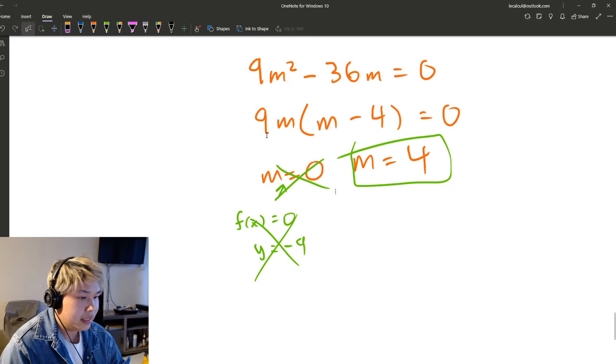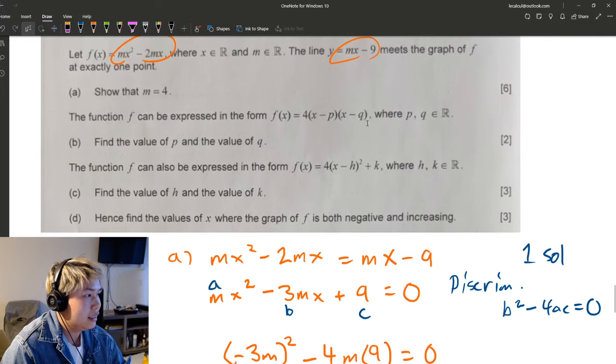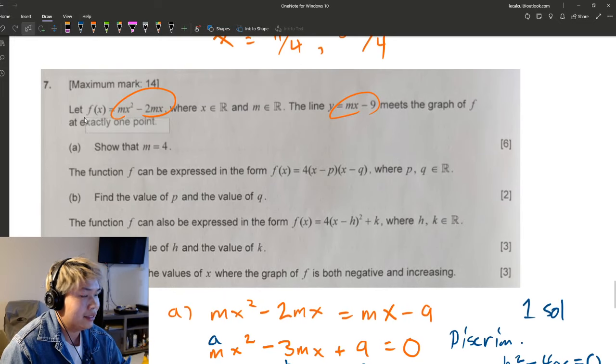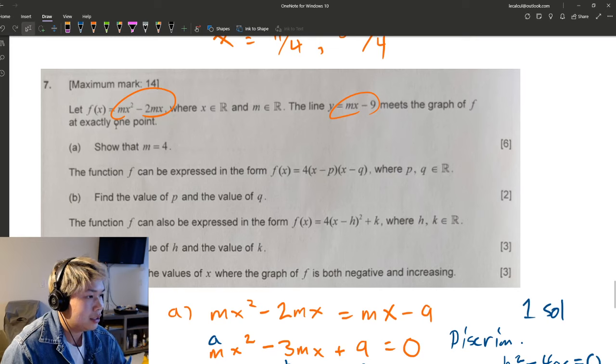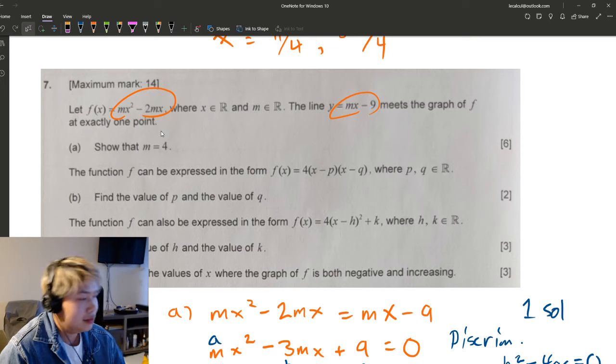My friends didn't realize you use discriminant. How do you not realize it? Because they literally tell you basically right here, exactly 1 point. The only thing you've learned in SLIB to show existence of one thing or no things or two things is the discriminant. But whatevs. I get it, you're in exam mode, so you're not thinking clearly.